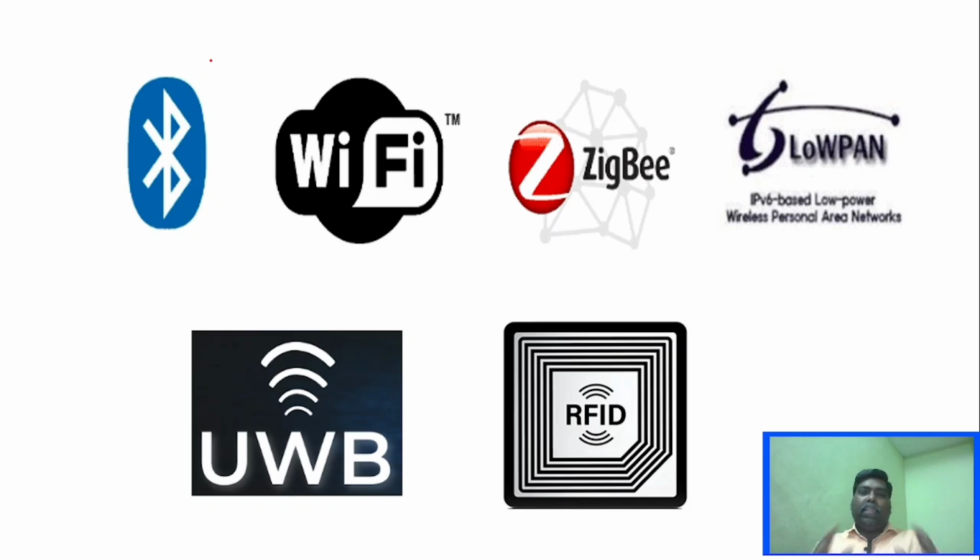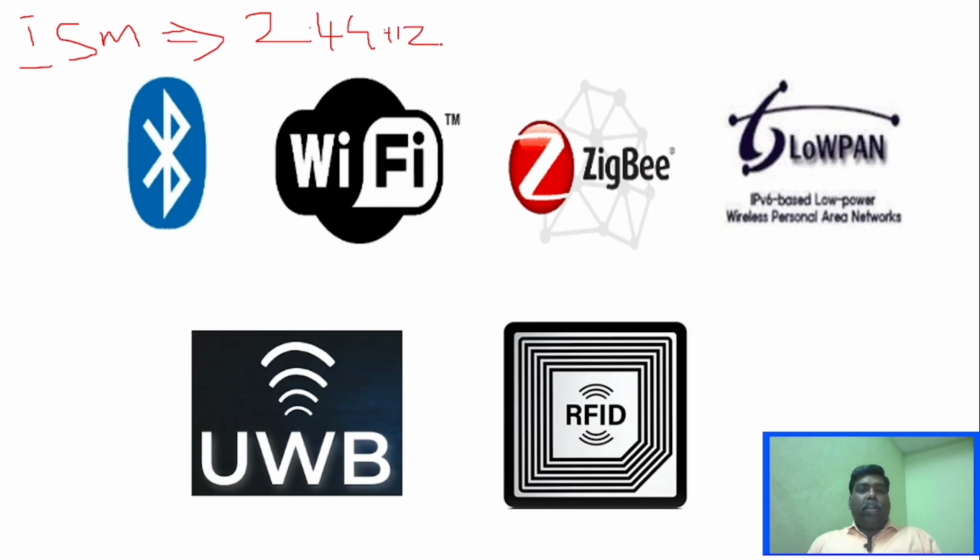One important thing is that almost all these technologies work in the ISM band, except UWB. In radio frequency, the spectrum is spread into different ranges of frequencies, and the ISM band is 2.4 gigahertz. So most of these technologies work at this frequency, 2.4 gigahertz, and the latest Wi-Fi also covers 5 gigahertz and 6 gigahertz. UWB is a very latest technology which covers from 3.1 gigahertz to 10.6 gigahertz.